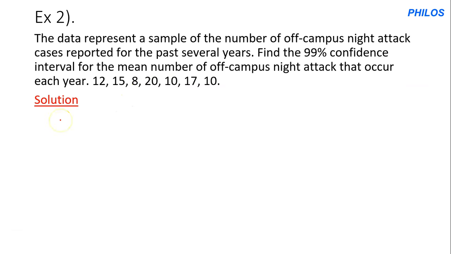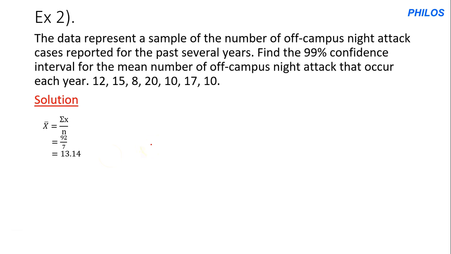Then we find the sample mean. The sample mean is summation x divided by n, the summation of each value divided by n. When we add each of the values together, 12 plus 15 plus 8 plus 20 plus 10 plus 17 plus 10, we'll get 92. The sample size is 7, so we have 92 divided by 7, which will give us 13.14. So 13.14 is the sample mean. So let's find the sample standard deviation also.